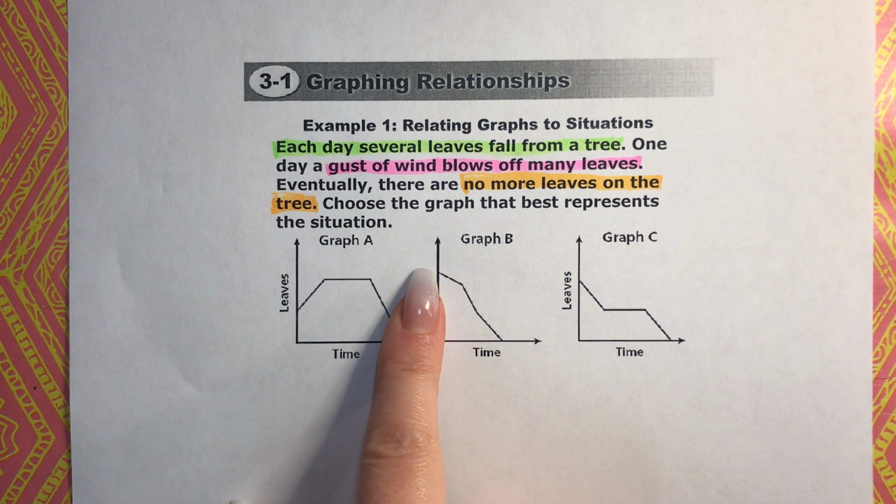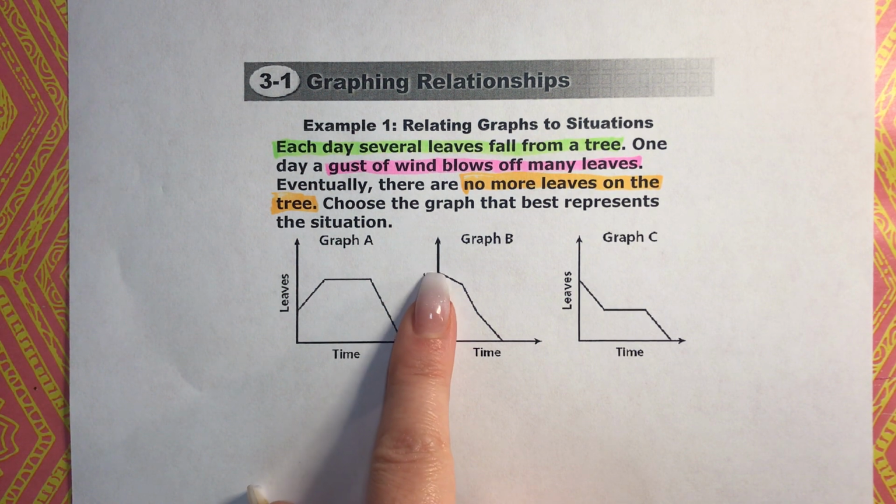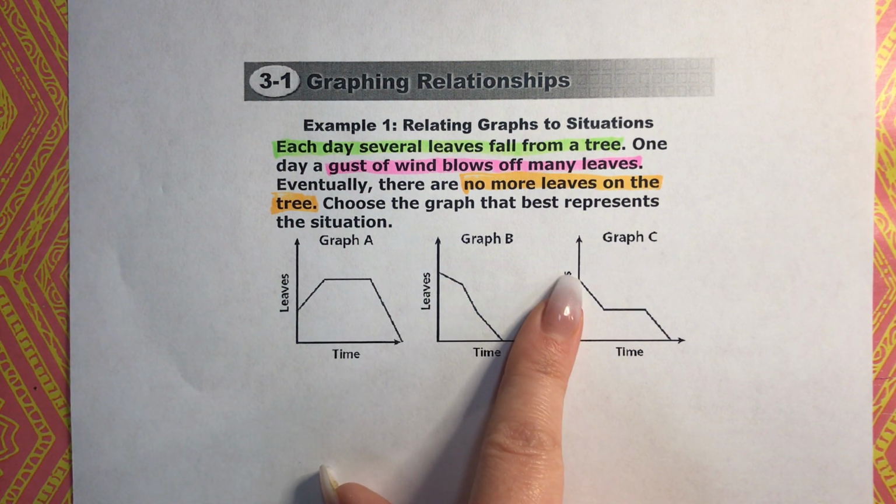Up here, this is the maximum amount of leaves. So we know that we're okay here, and it's dwindling, which makes sense. Here, we're also at the maximum amount of leaves at the beginning, right?